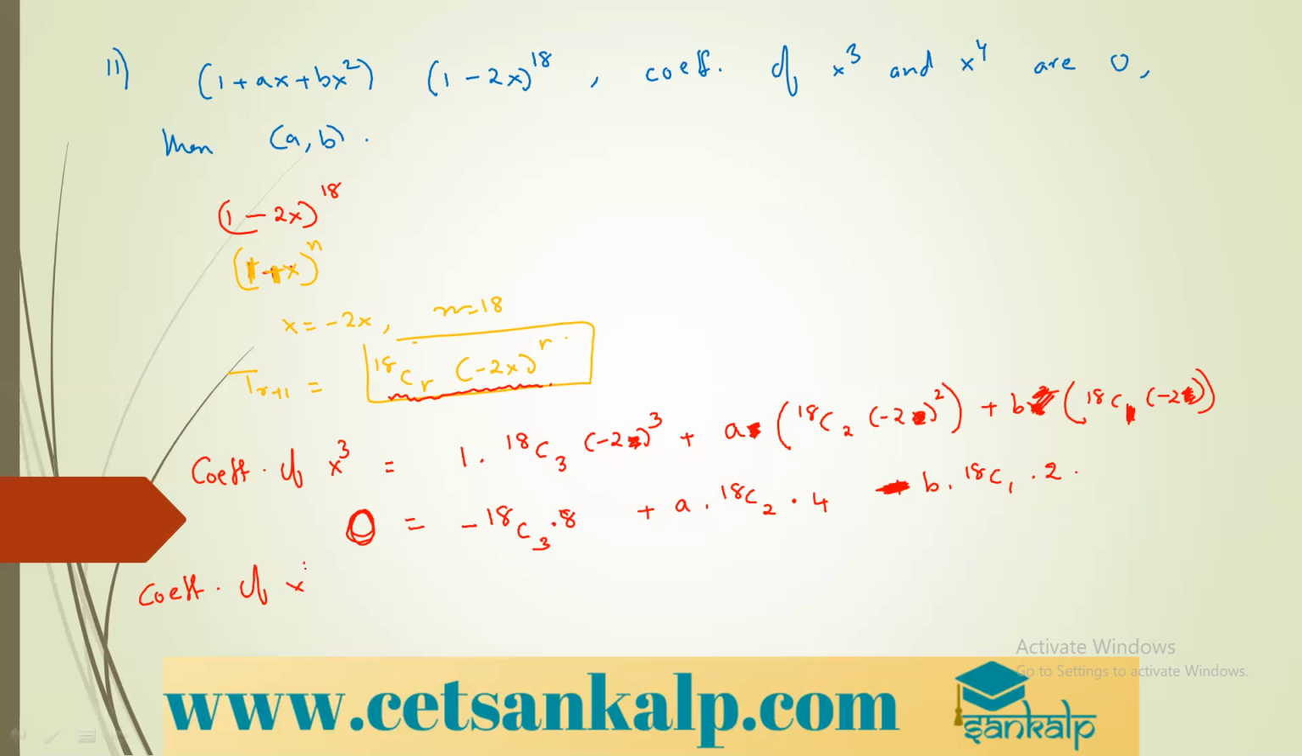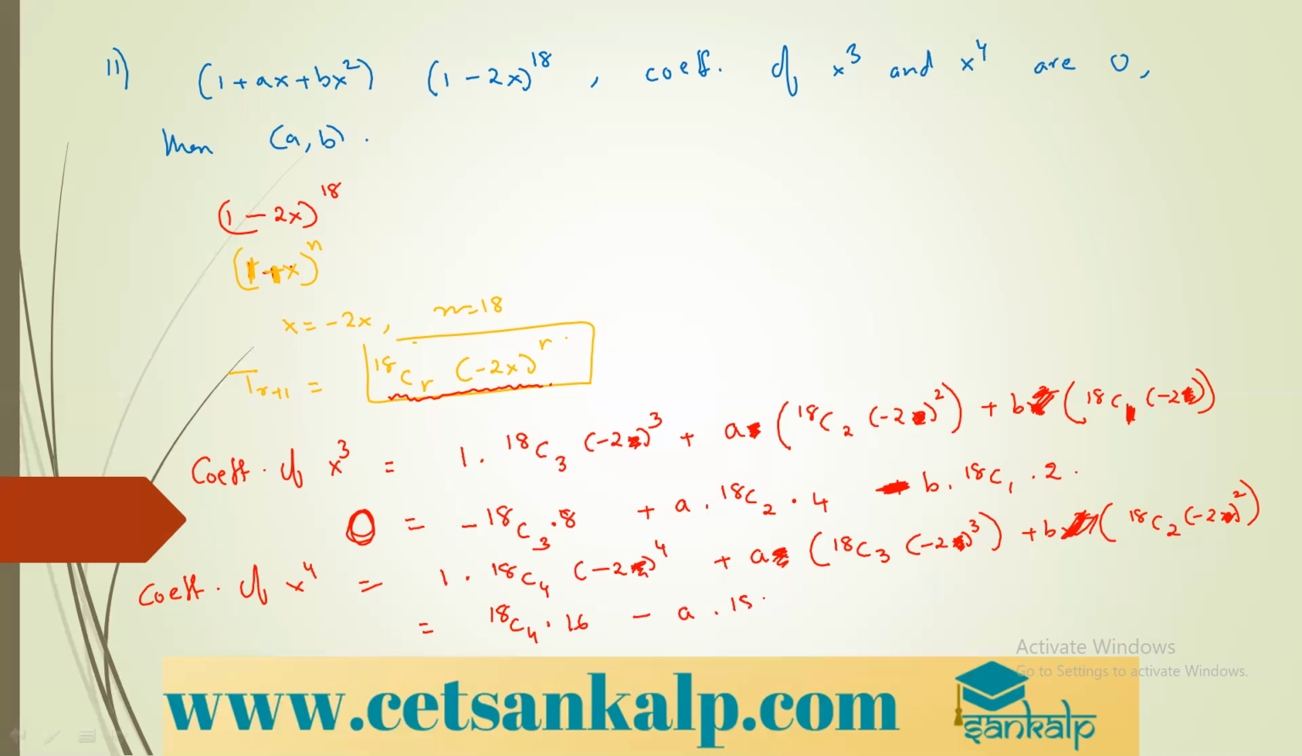Next, we will find coefficient of x power 4. 1, I have to multiply with x power 4. So, 18C4 (minus 2x) power 4. Ax, I have to multiply with x cube, so 18C3 (minus 2x) cube. bx square I have to multiply with x square, so 18C2 (minus 2x) square. But I will not take x's anywhere because I am taking only coefficients. So I will have 18C4 into 16 minus a into 18C3 into 8, then plus b into 18C2 into 4. This is 0 because coefficient of x power 4 is also 0. Now I have to solve these two equations.